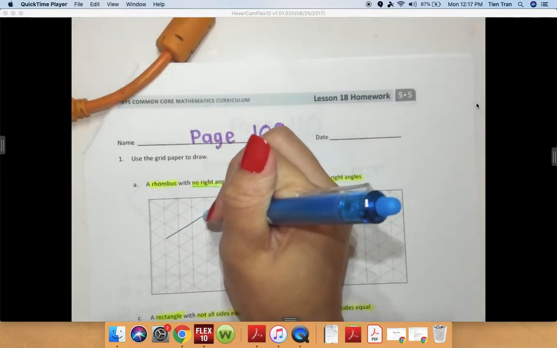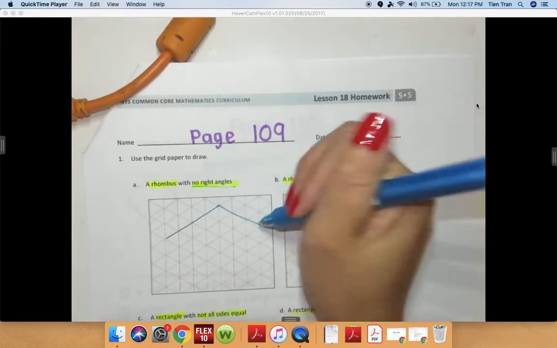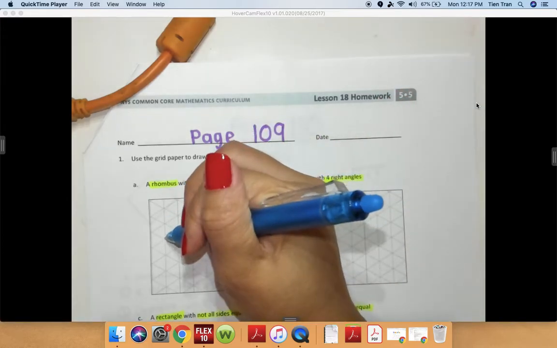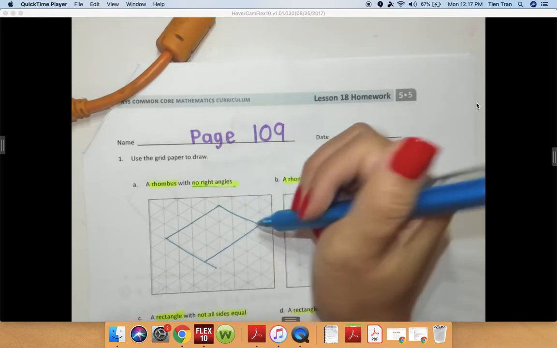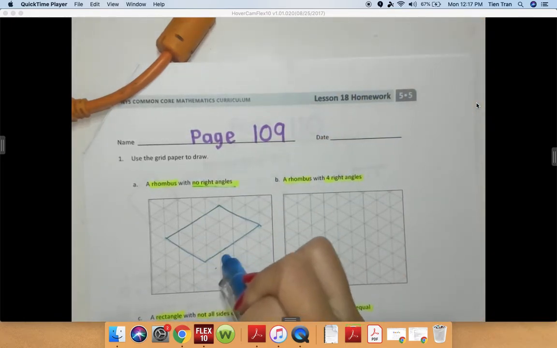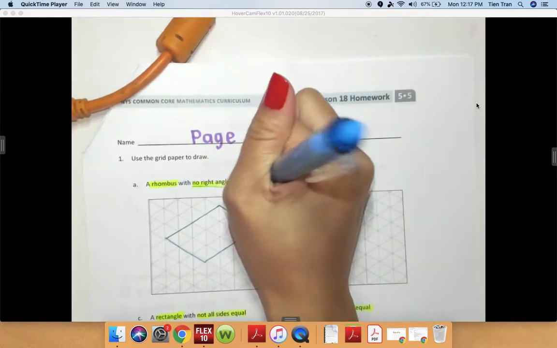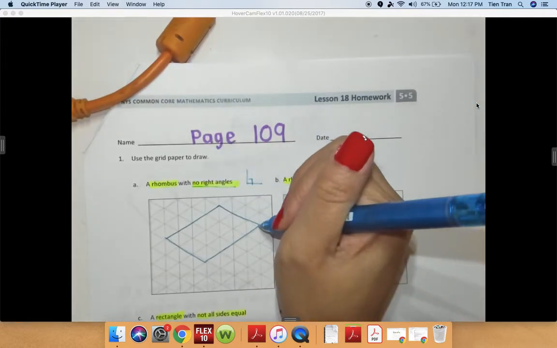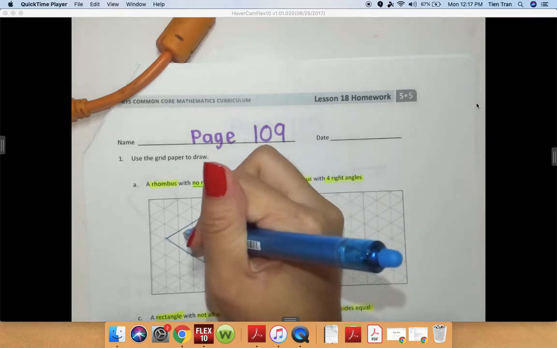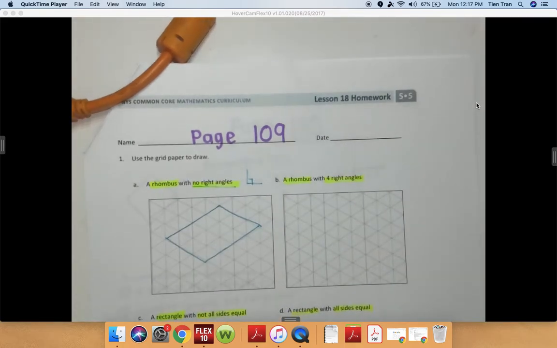So this is how I'm going to draw my rhombus. And there are no right angles. Oh, I should have stopped right there. See, there are no 90 degree angles at all. Okay, so this one would be obtuse, this one would be acute, this one is obtuse, and this one is acute. So that is my drawing.